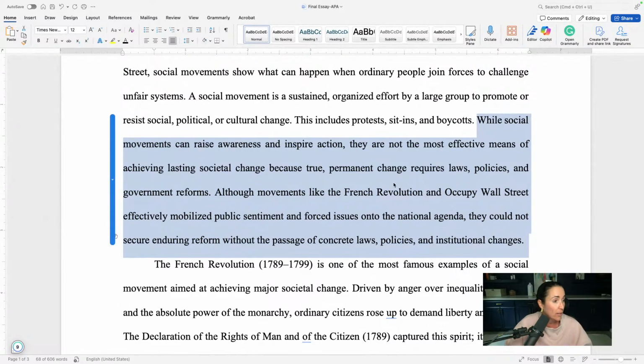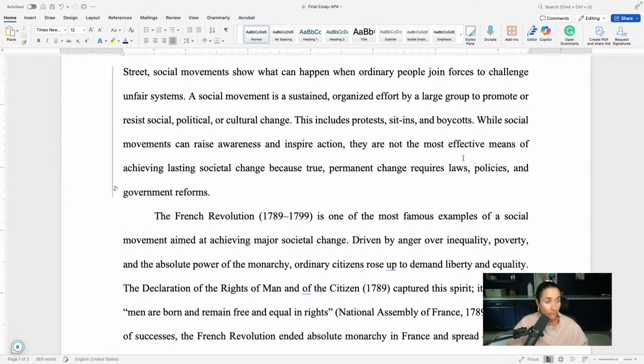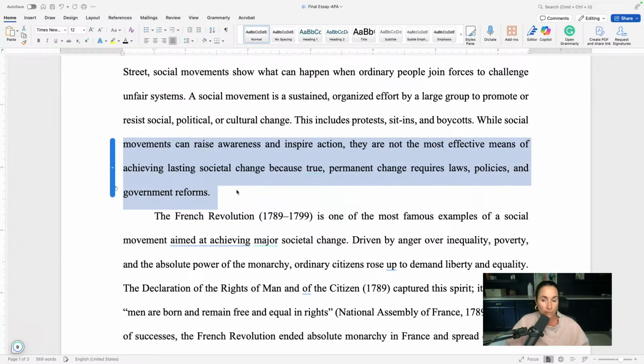Could be just the last one. You could have stopped here. I could have taken that off. It would have worked fine. While social movements can raise awareness and inspire action, they are not the most effective means. So I clearly am stating that I do not believe they are the most effective means because true permanent change requires laws, policies, and government reforms.